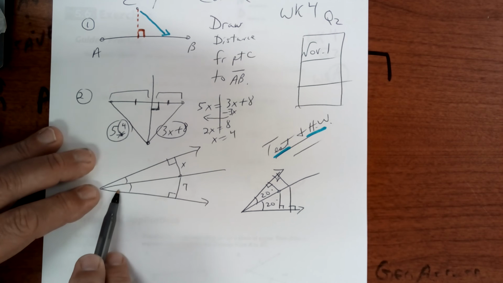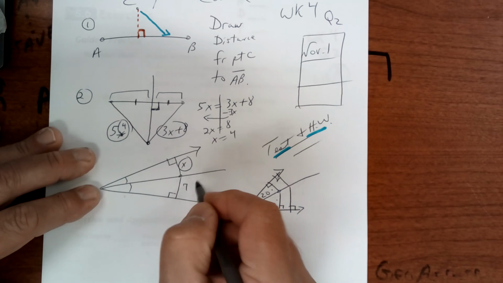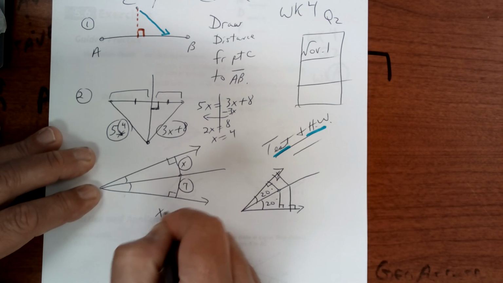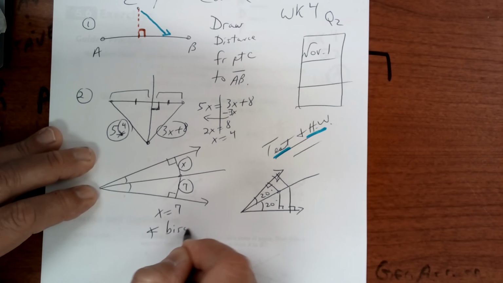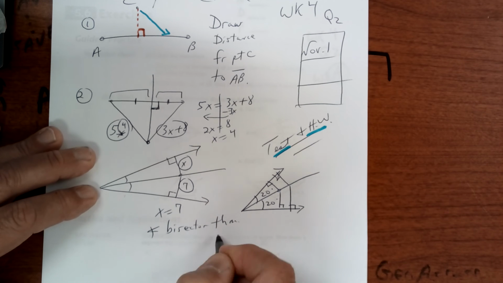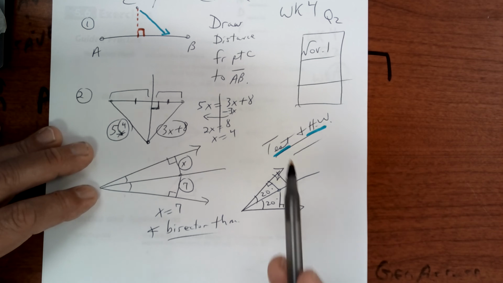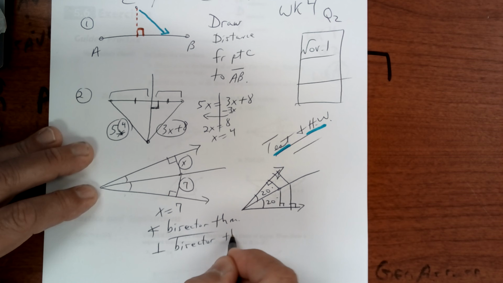We know that this one is an angle bisector because it's marked. This one is equal to this one. Therefore, x is equal to 7. Real simple. It's just the angle bisector theorem. Write that down. So you did two things. We did the perpendicular bisector theorem and the angle bisector theorem.